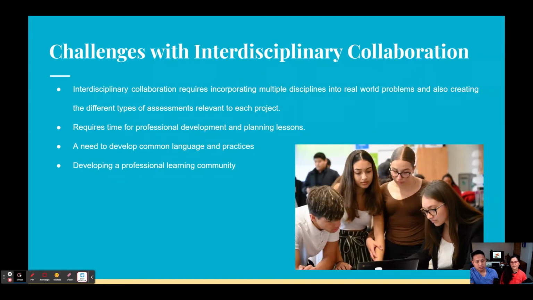And so the challenges with interdisciplinary collaboration is that it does require incorporating multiple disciplines into these real world problems. And that can be really challenging, and you have these different disciplines and different teachers' strategies. It does require a lot of time for professional development and lesson planning. And this need for developing common language, common practices, which ultimately leads into developing professional learning communities.